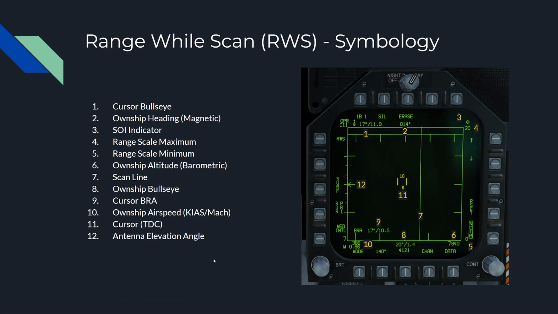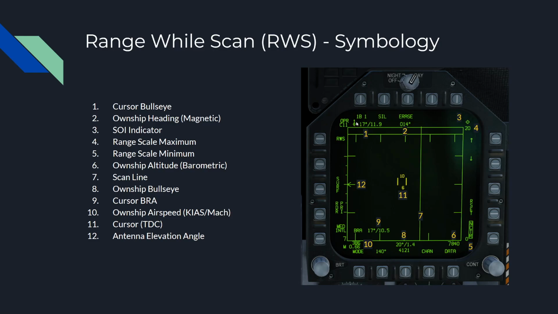Cool. So now we move on to the actual symbology. What do all the numbers on that screen mean, really? So this first one is kind of important, especially when we're dealing with an air-to-air engagement and we're trying to coordinate with other people and build a common picture. That is where your cursor is relative to bullseye.